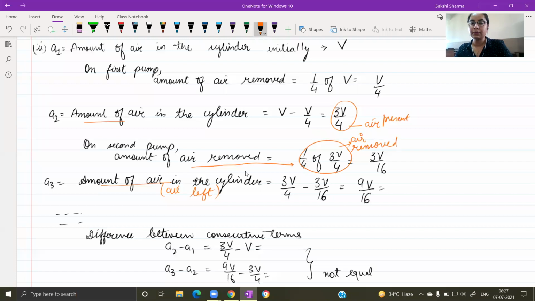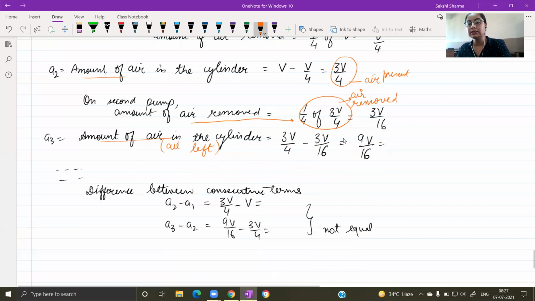Yes, ma'am. So air present was 3V by 4. Air removed is 3V by 16. Simplifying, the answer is 9V by 16. Now look at the difference between the consecutive terms, and these differences will not be equal. Hence, this list is not an AP.